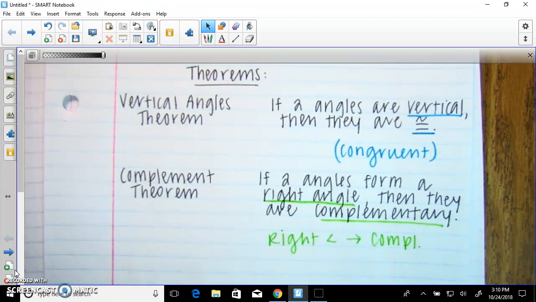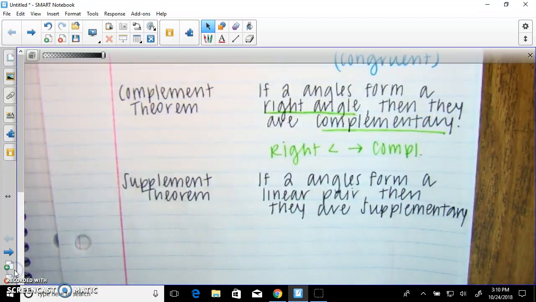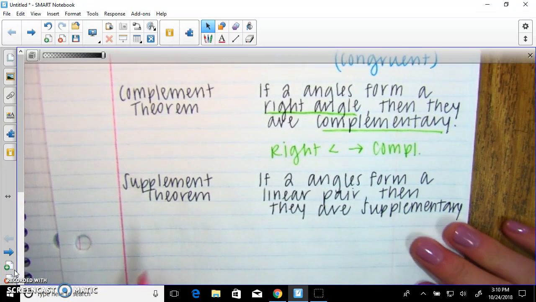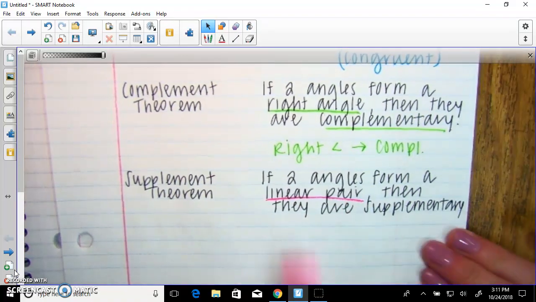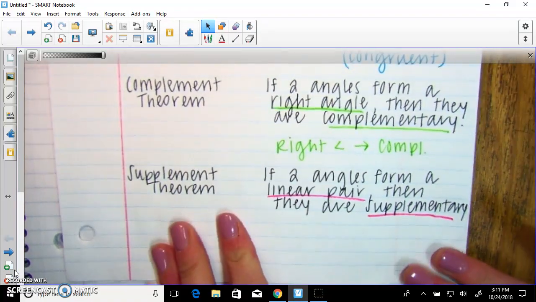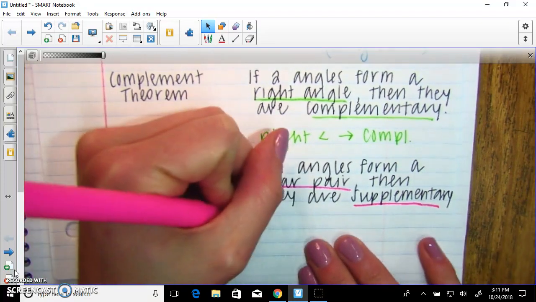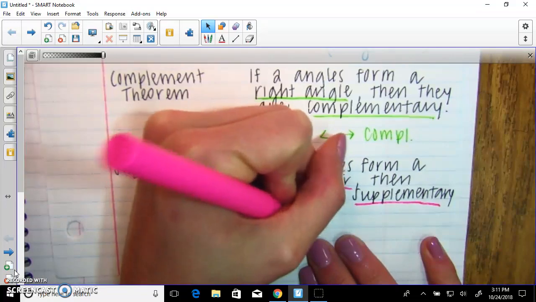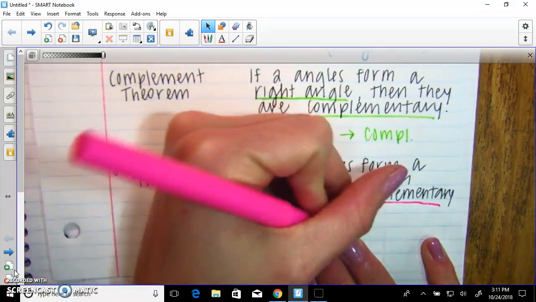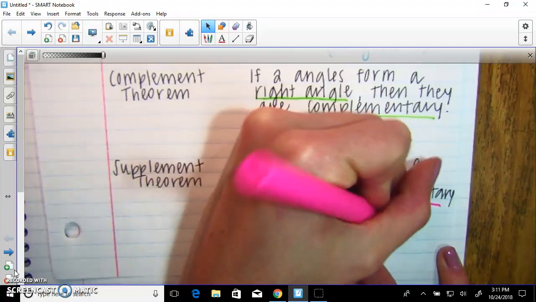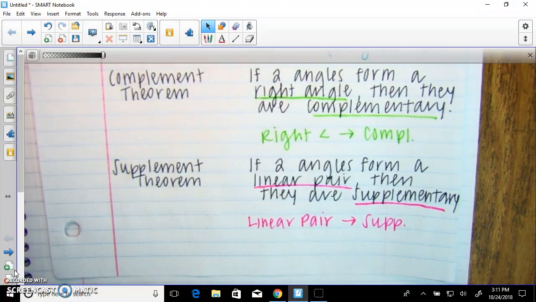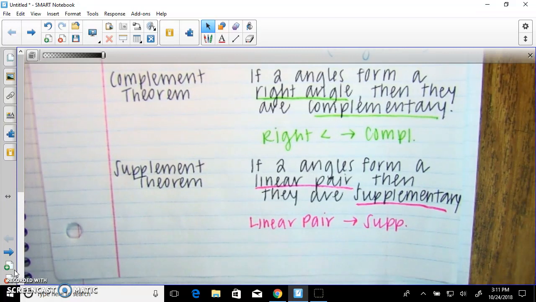So you guessed it, our next one is going to be the supplement theorem. The supplement theorem says that if two angles form a linear pair, then they are supplementary. So again, it doesn't mention any numbers. It doesn't say 180. It just says that if two angles make a linear pair, then they are supplementary. So when we see that theorem being used in a proof, we're not going to have any numbers associating measures or degrees. It's just going to say these two are a linear pair, therefore they are supplementary.